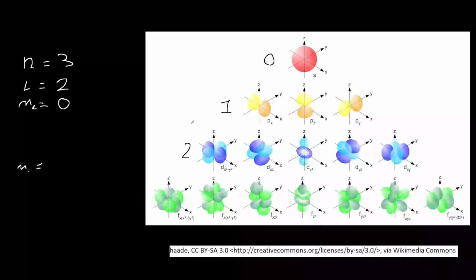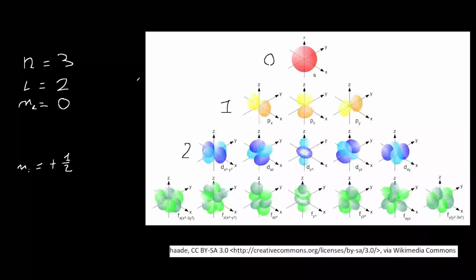Right? Perfect. Because this would be minus L, this would be minus L plus 1, right? This would be 0, and so on and so forth. And then if I wanted to talk about the electron with a positive spin, I would just put positive 1/2.